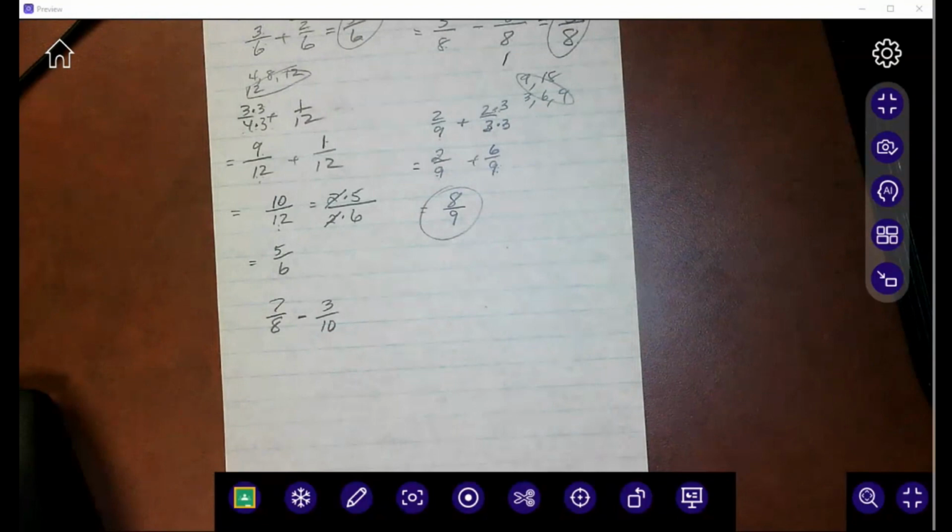Look at your multiples of 8: 8 times 1, 8 times 2, 8 times 3, 8 times 4, 8 times 5. Then look at your multiples of 10: 10 times 1, 10 times 2, 10 times 3, 10 times 4. What do you think? Okay, Ms. Carter says 40 as the least common denominator.